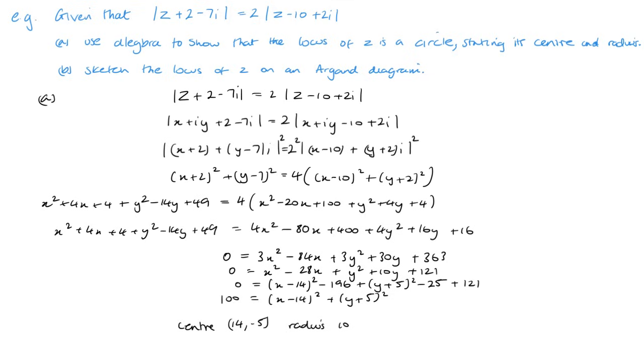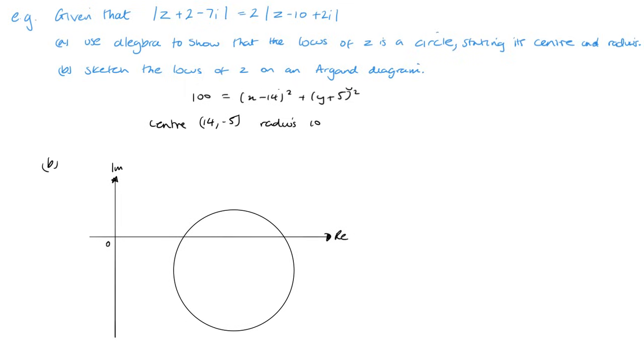Part B now is to sketch the locus of z on an Argand diagram. So here is my sketch. It has a center of 14 minus 5, has a radius of 10, so this one will be plus 5 up here. This one down here will be minus 15, and then that'll be 4, and that will be 24 in terms of the x values. So that's roughly how this looks.